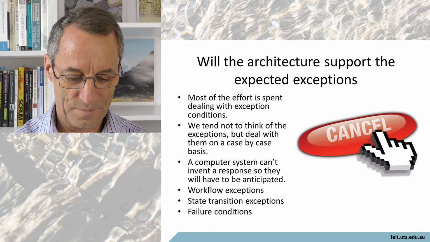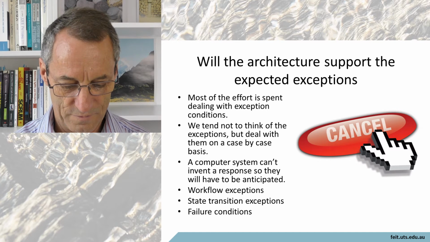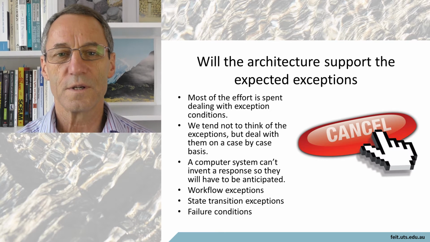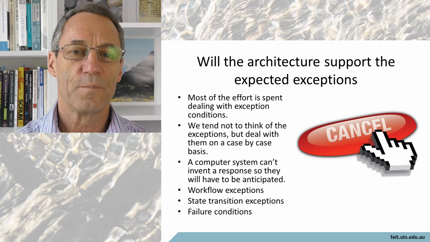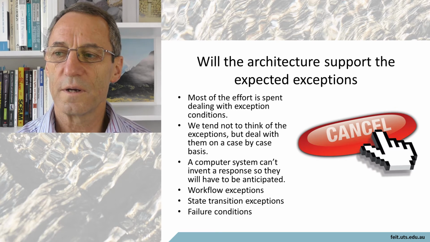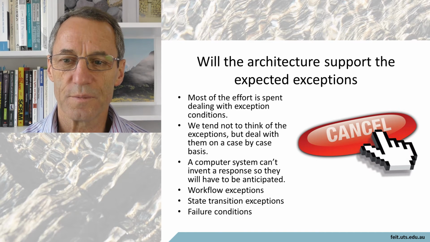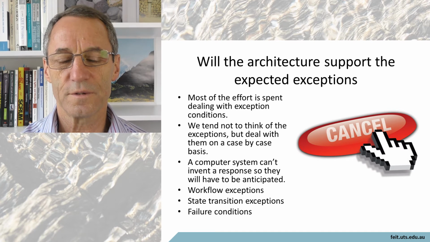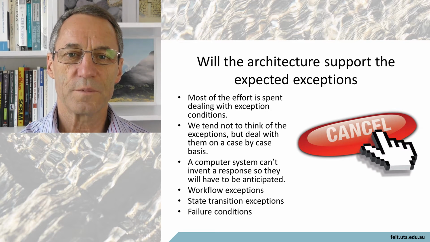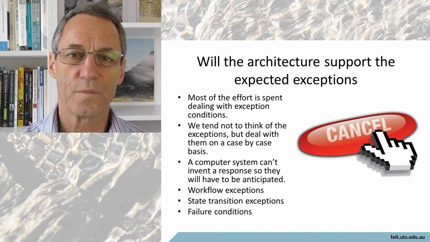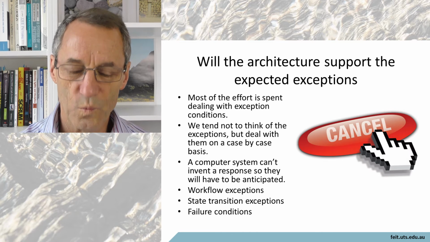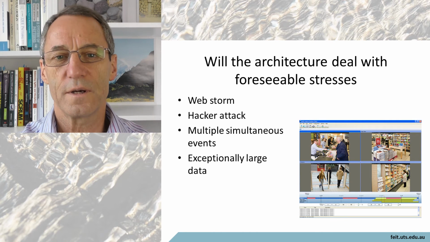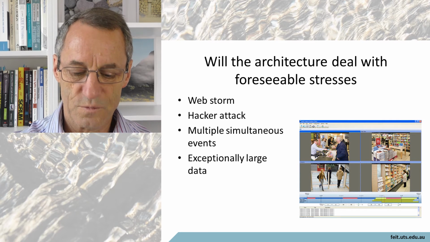So there's some things that we can do. We have workflow exceptions, we have state transition exceptions, we have failure conditions, and we should have a look at, does the system support the responses to those things? Now, some of these failure conditions would be things like, say we're doing maintenance or something, and this system is temporarily unavailable and yet there's demand on it. Do we cope with that? So we can go through some of the exception conditions and see whether it copes. Now they are the business exceptions. Okay, what about foreseeable stresses? Now this is a business system, and some of the stresses would be things like a web storm.